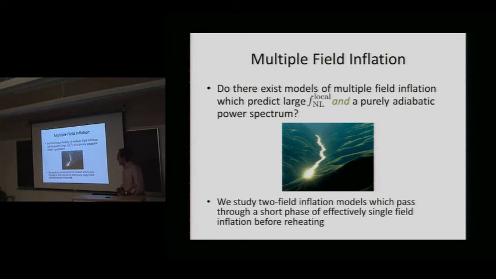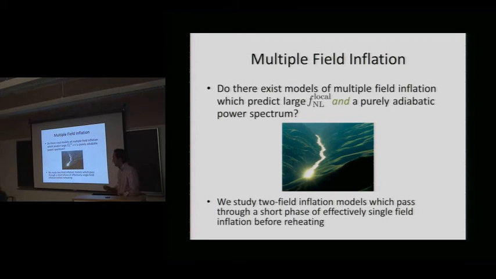So the question I'd like to ask is whether there exist models of multiple field inflation which predict both a large FNL local, large local form non-Gaussianity, and a purely adiabatic power spectrum. That is, can you generate a large local non-Gaussianity and then force the solution into an adiabatic one such that that's guaranteed to be conserved and be consistent with the non-observation of non-adiabatic fluctuations in the CMB?